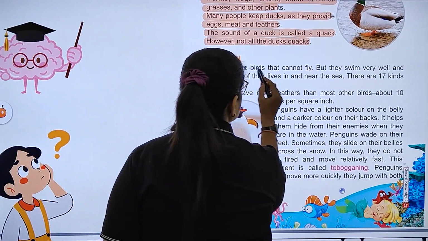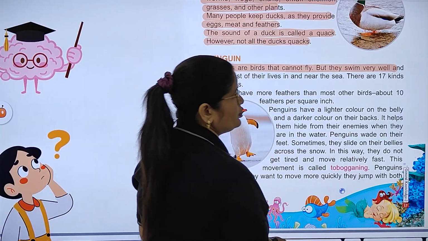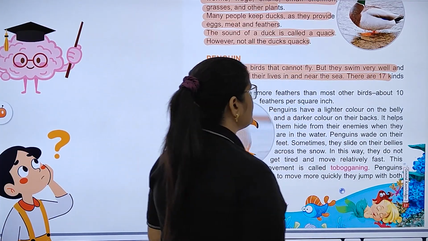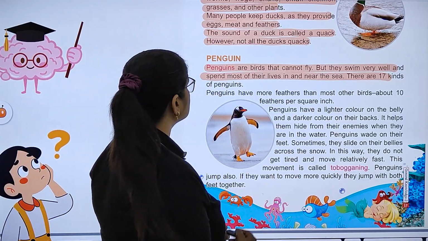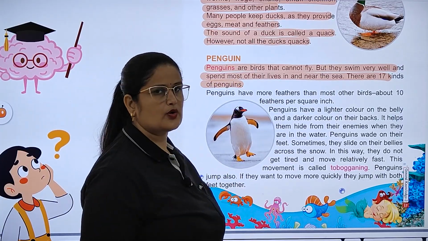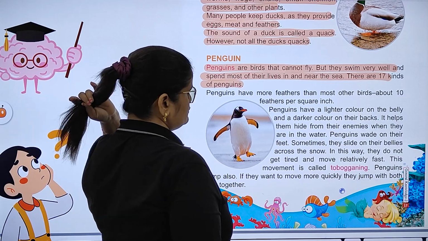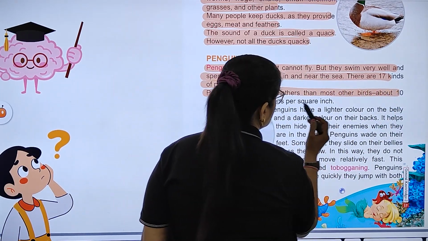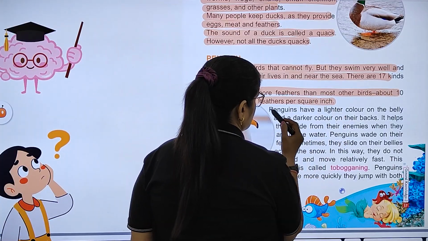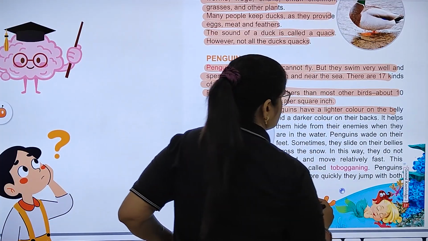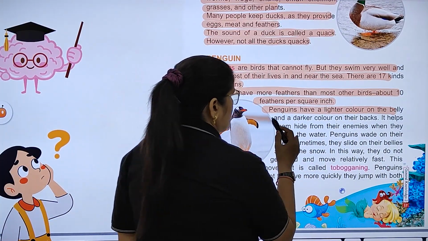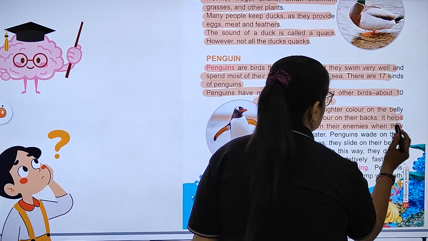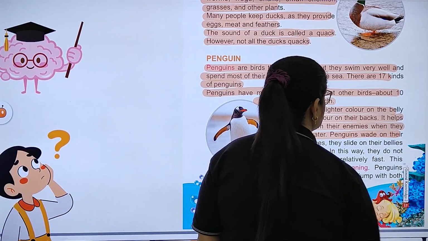Penguins are birds that cannot fly, but they swim very well and spend most of their lives in and near the sea. There are 17 kinds of penguins. Penguins have more feathers than most other birds, about 10 feathers per square inch. Penguins have a lighter color on the belly and a darker color on their backs. It helps them hide from their enemies when they are in the water.